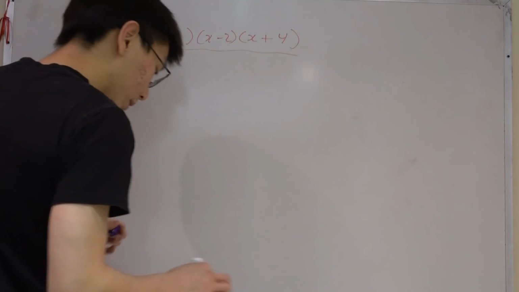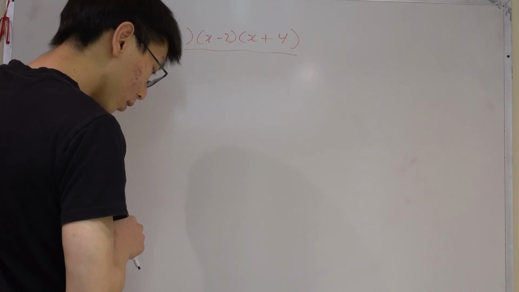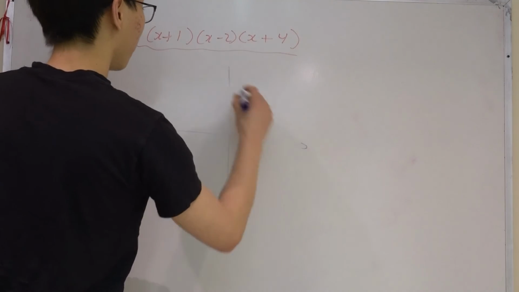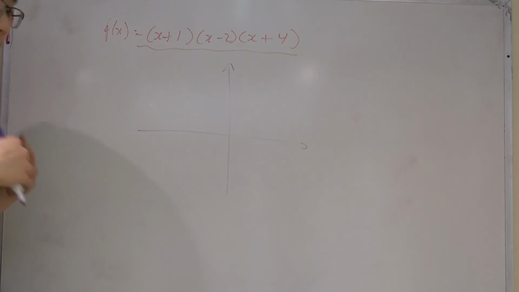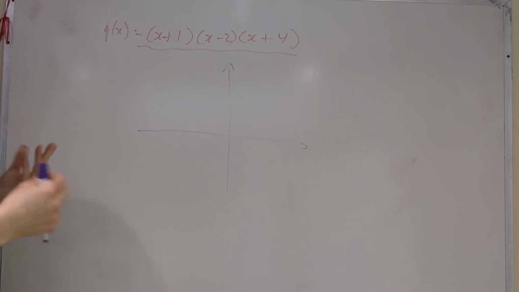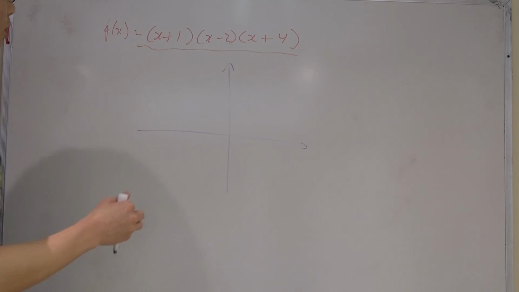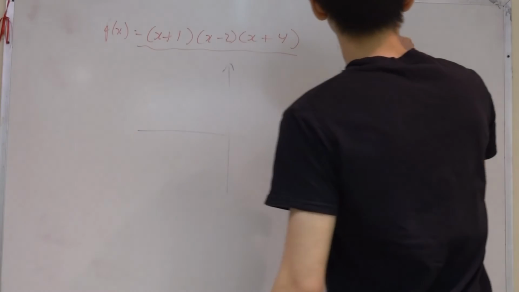Okay, so we want to graph this thing. Now we're going to have to put everything that we learned today about polynomials to use if we want to have any chance at doing this. So the first thing is we need to figure out the degree. You can go and multiply this out yourself. You'll find that this is a degree 3 polynomial.